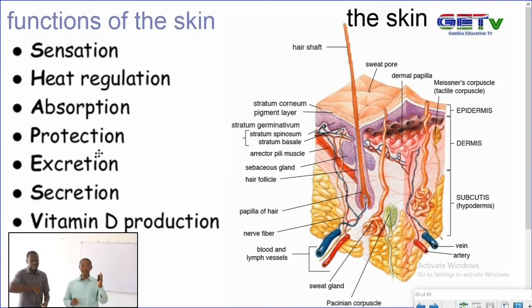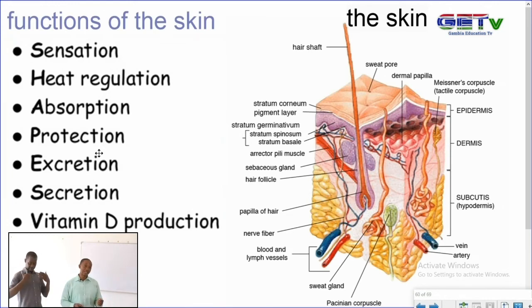But of course, you can look at the list here. The skin does a lot of other activities. Another important one is secretion, producing certain important material that the body will need to use. And of course, vitamin D production. You're normally told you need to have vitamin D. In Africa, it's simple. You just expose your body to the sun, and then you have a lot of vitamin D.